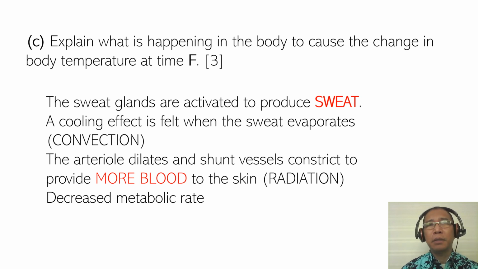Explain what is happening in the body to cause the change in body temperature at time F. The sweat glands are activated to produce sweat. A cooling effect is felt when the sweat evaporates and the heat is dissipated or lost by convection. The arterioles dilate and shunt vessels constrict in the skin to provide more blood to the skin. That is why heat is dissipated or lost by radiation, after which there will be a decrease of metabolic rate.